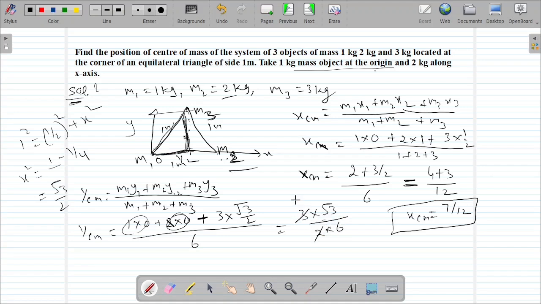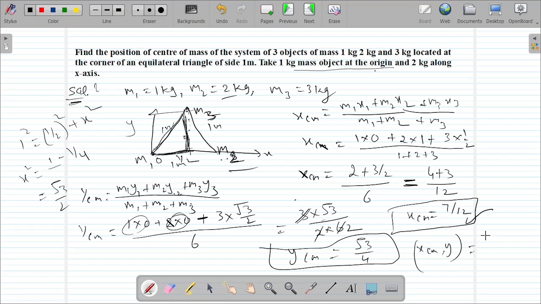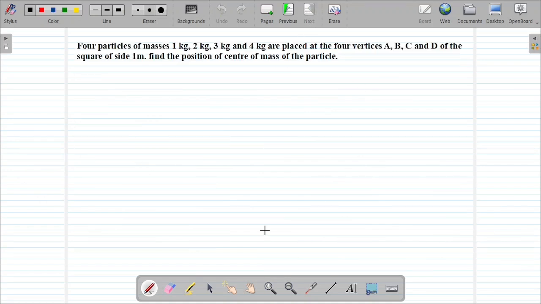3 ones are 3, 2 twos are 4. So it is root 3 by 4. So y center of mass is root 3 by 4, x center of mass is 7 by 12. There is no z particle, so the z direction is not there. So x center of mass, y center of mass equals 7 by 12 comma root 3 by 4. Okay, clear? So this is about this question. Got it? Fine. See the next question here.